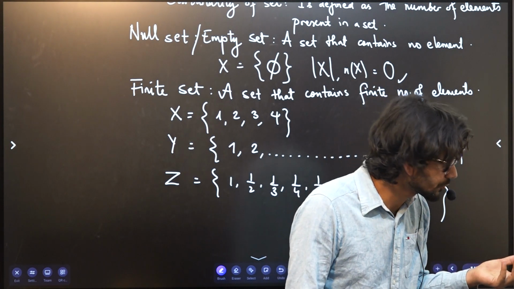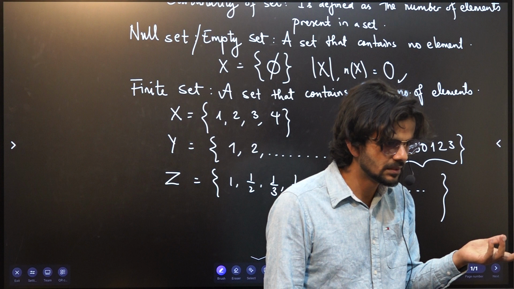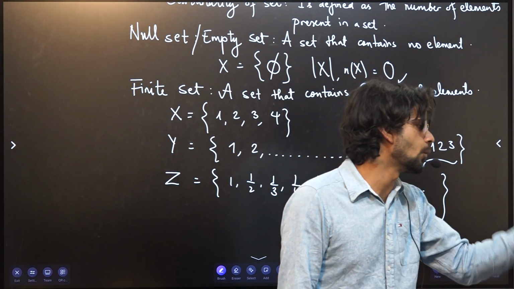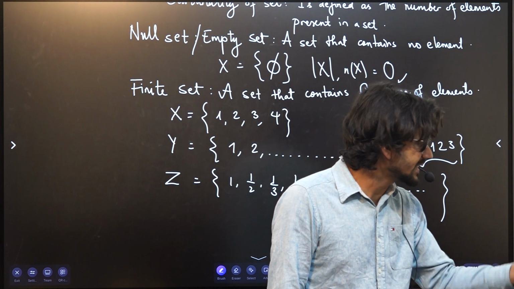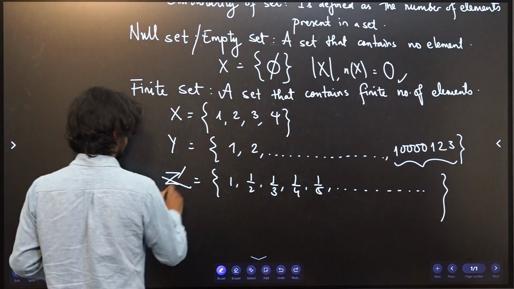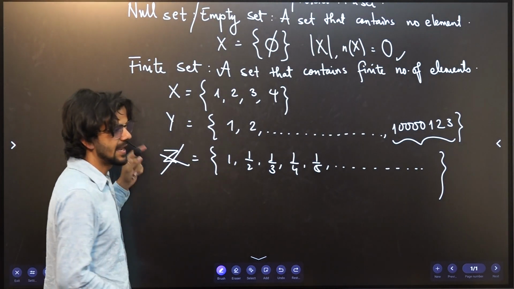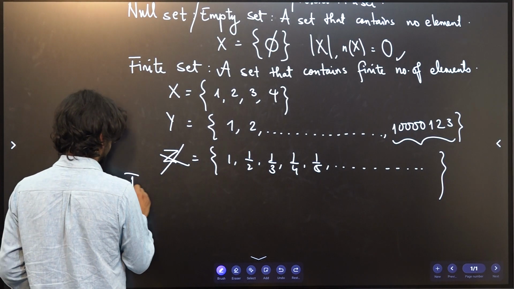Does it contain crores of elements? 1 crore elements? I can find 1 crore 1 element. There is no specific number of elements. So therefore, such sets are called infinite sets.